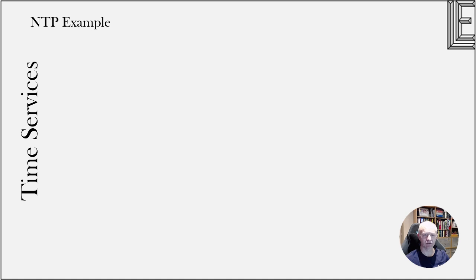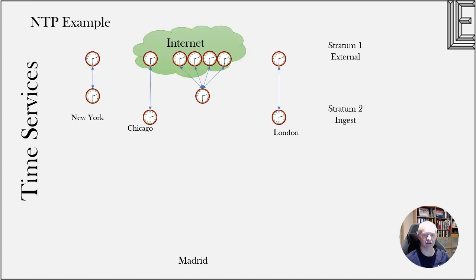So what might a good NTP architecture look like? We would start with 4 ingest nodes. Each node would have a separate low stratum source. In this case, we have a subscription source over a dedicated link in London and New York, a subscription internet service in Chicago, and 4 free internet services in Madrid. The 4 nodes form a full mesh of peerings in order to maintain a reliable view of UTC.